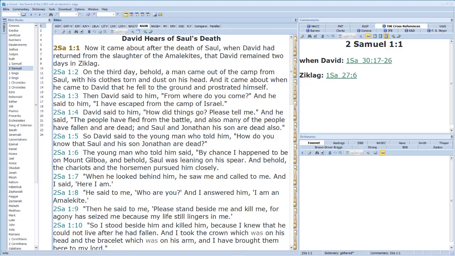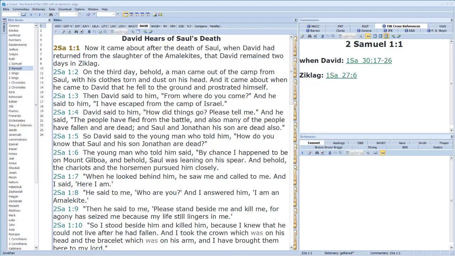So it says in verse 5, so David said to the young man who told him, how do you know that Saul and his sons and his son Jonathan are dead? And notice that he points out specifically Jonathan, because that's who he had a covenant with. So he was concerned about Jonathan, especially because of that covenant. And so he wanted to know, how did this young man know?